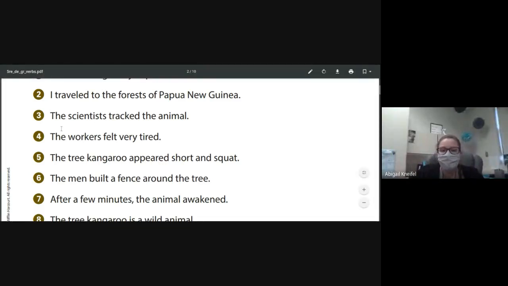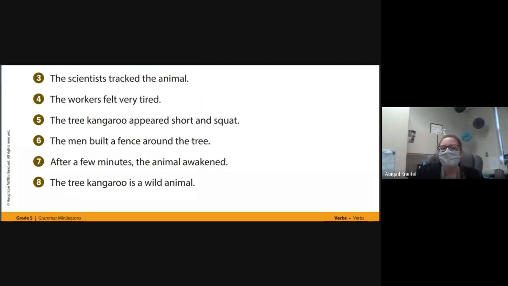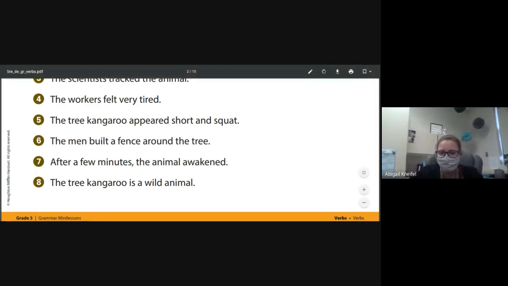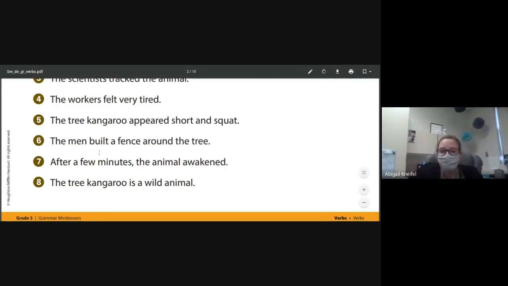The next one, the tree kangaroo appeared short and squat. This is another linking verb. What is the linking verb here? We know it's not the tree kangaroo because we've already seen that a ton. So is it appeared, short, or squat? Sorry, that was confusing. What is the linking verb? I'm seeing correct answers. It is appeared. That's another linking verb there because it appeared to be that way.